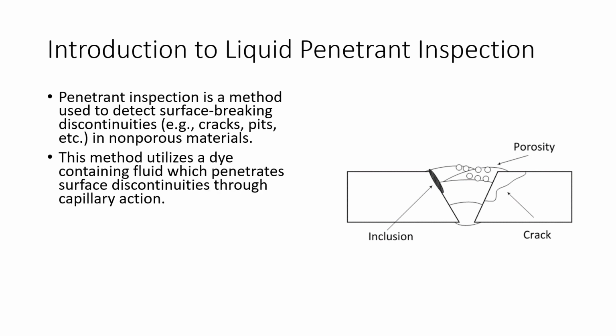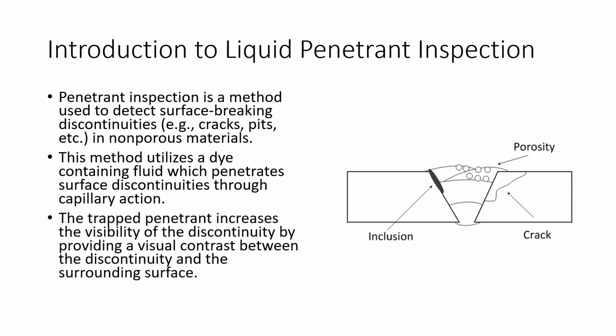In this method, we're going to use dye in a fluid, which is going to penetrate any surface discontinuities and flaws through capillary action. Then we're going to wipe all the penetrant off the surface, and then we're going to put an enhancer on it. This is going to increase the visibility of the discontinuity by giving us a visual contrast between the discontinuity and the surrounding surface.